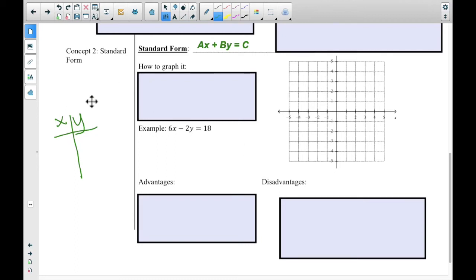This video is going to cover standard form. We are still on section 2.4 talking about graphing lines. So this is standard form. If you don't remember, ax plus by equals c, that is standard form. Do you remember how to graph it?